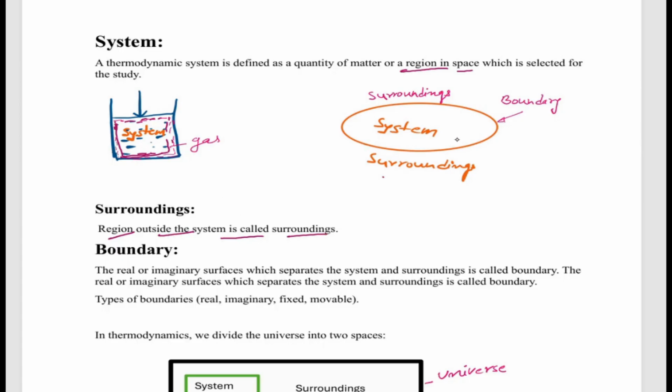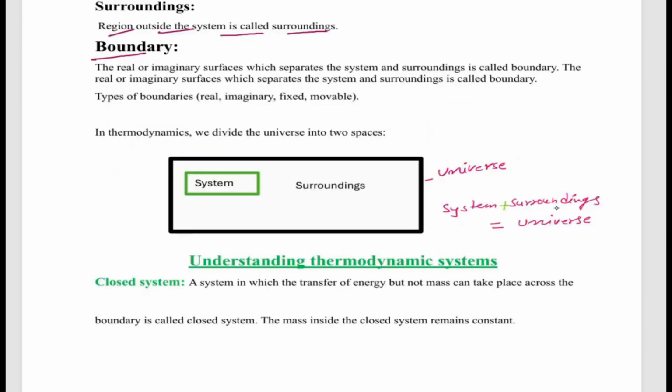And the region that separates the system from the surroundings is called the boundary. Here, this is our boundary. The system and surroundings together are called the universe.